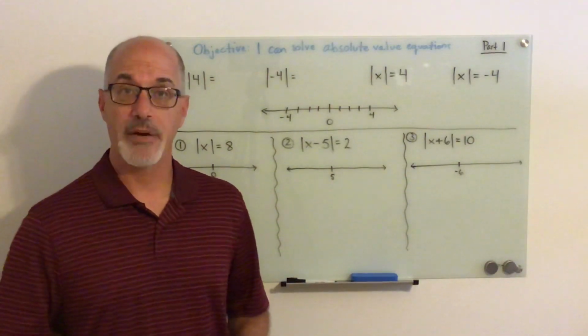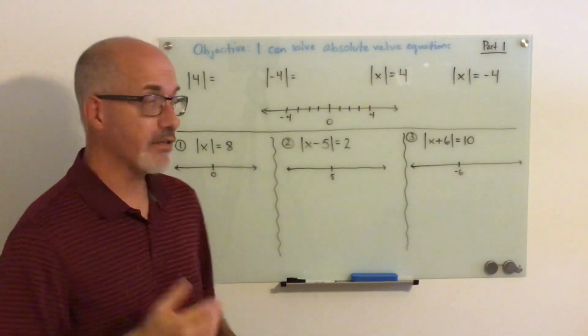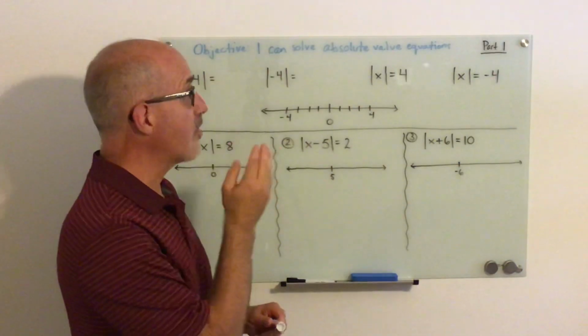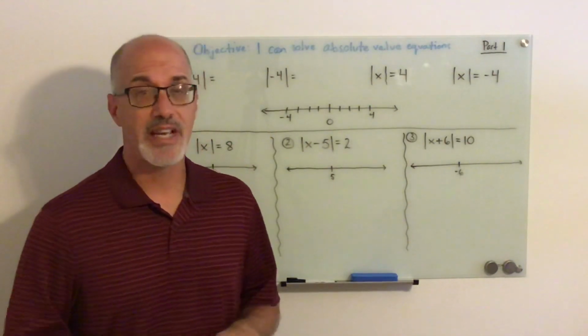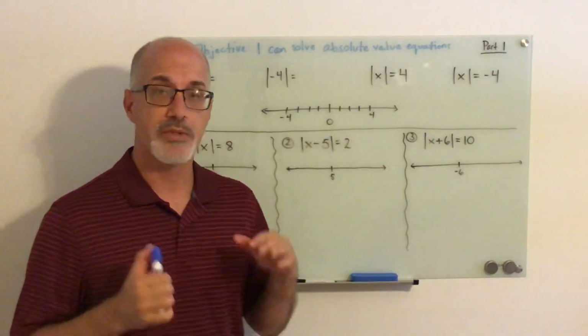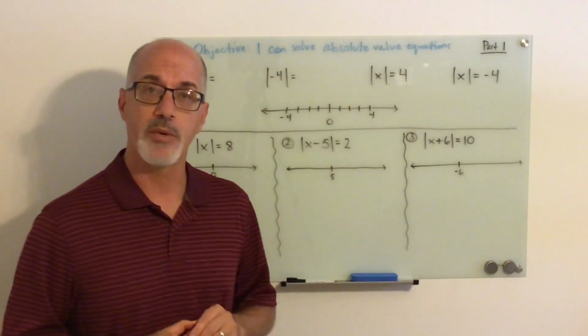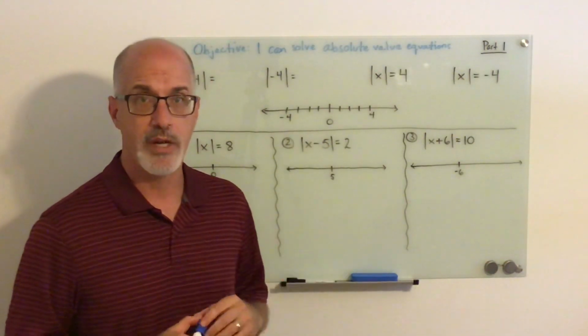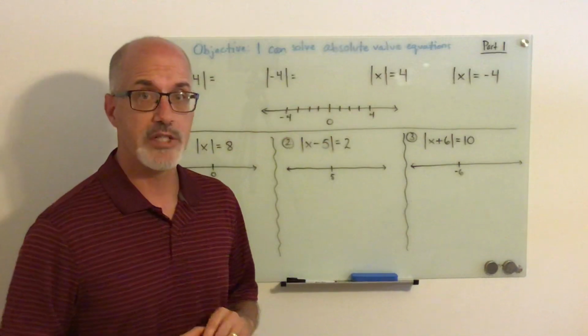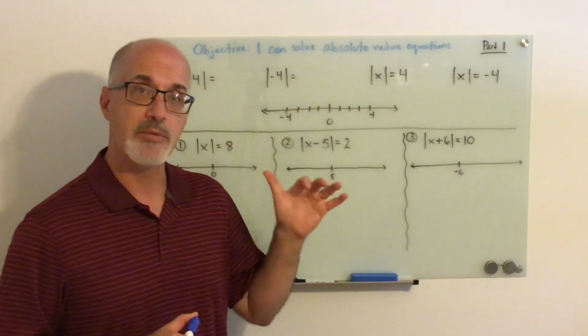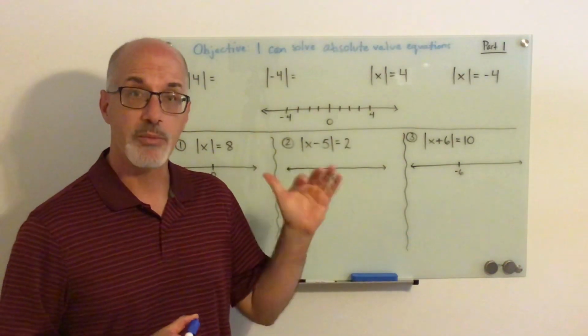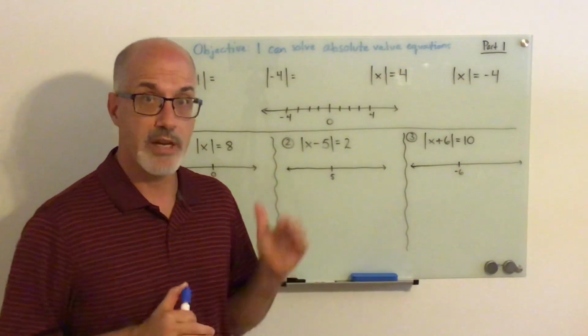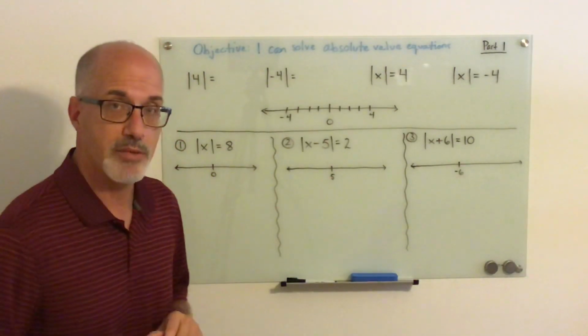This lesson is about absolute value. My objective for this lesson is I can solve absolute value equations. Now this will be the first part. We'll solve simpler absolute value equations and then move on later to more difficult absolute value equations. But here we want to tie absolute value to the interpretation of what it looks like visually on a number line and then solve some simple equations.